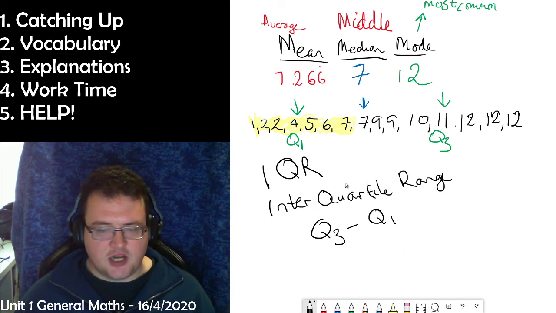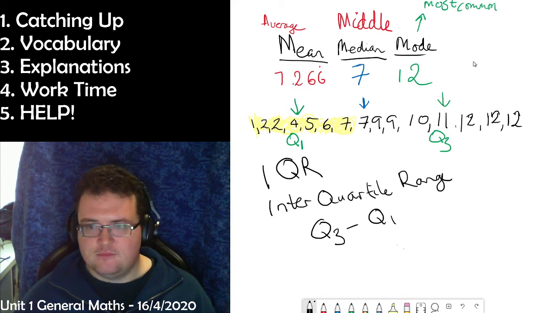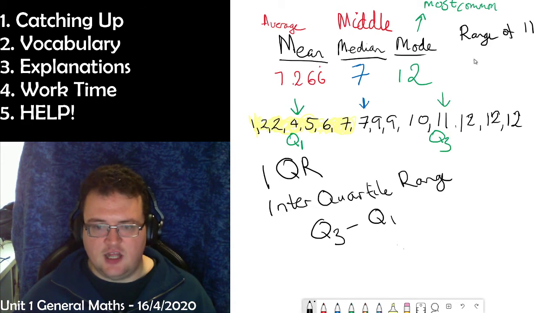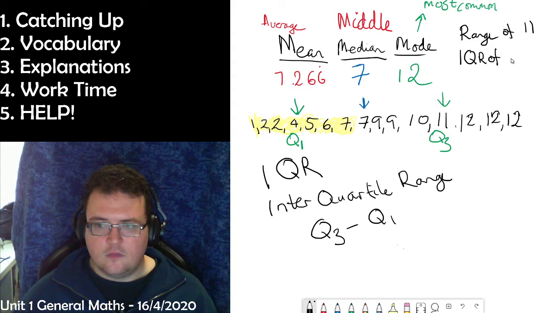So what is Q3 minus Q1? Yep, 7. So I have a range of 11, because 12 minus 1 is 11. But then I have an IQR of only 7.